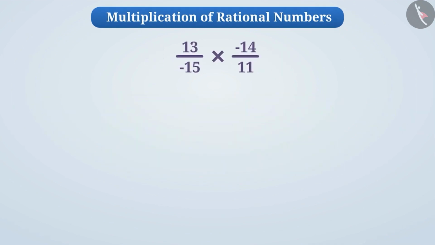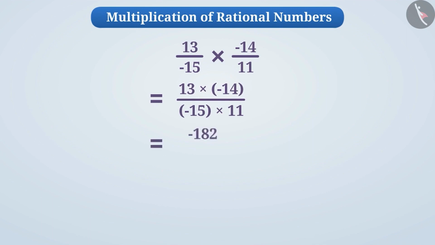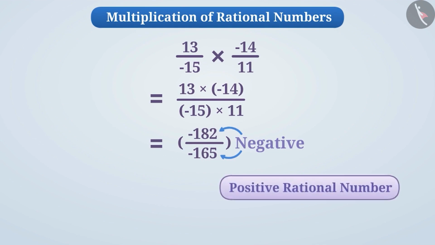Suppose we have to find the result of 13 by minus 15 into minus 14 by 11. For this, we will first multiply the numerators 13 and minus 14 to get minus 182. Then we multiply the denominators minus 15 and 11 to get minus 165. The result is the product of the numerators divided by the product of the denominators. That is, minus 182 divided by minus 165. Since the numerator and denominator are both negative, it is a positive rational number. Hence, the result of this multiplication is 182 by 165.